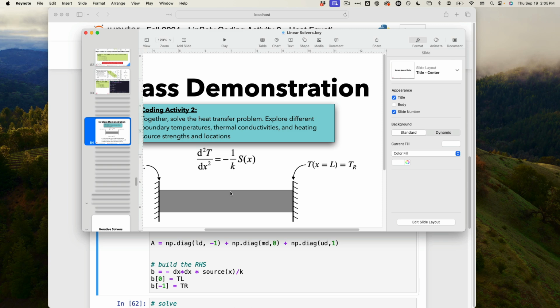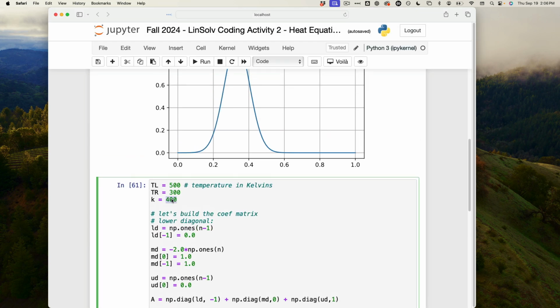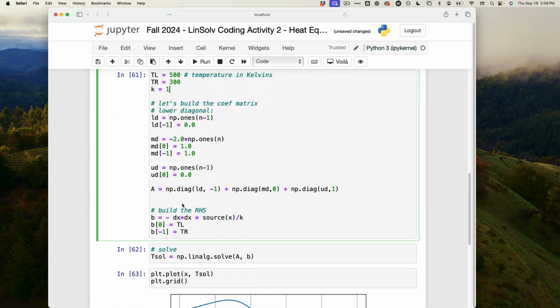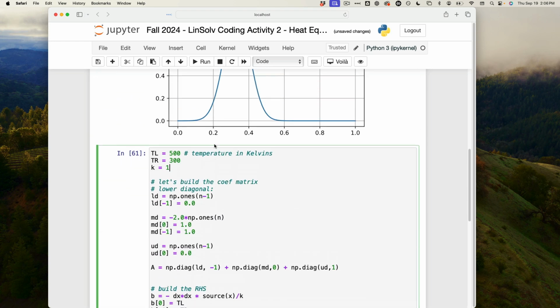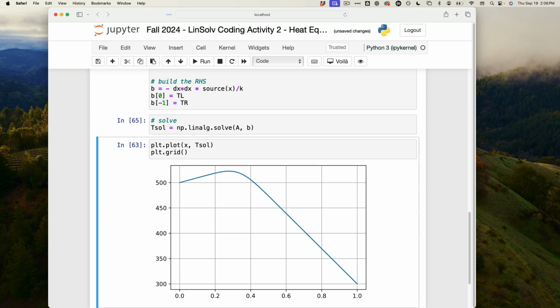What's going to happen is if K is very, very small, of course it's going to concentrate all of that heat in there because there's no room. So let's test this hypothesis. All right, so this is the current result with K equal 400. Let's take K equal 1, run it.